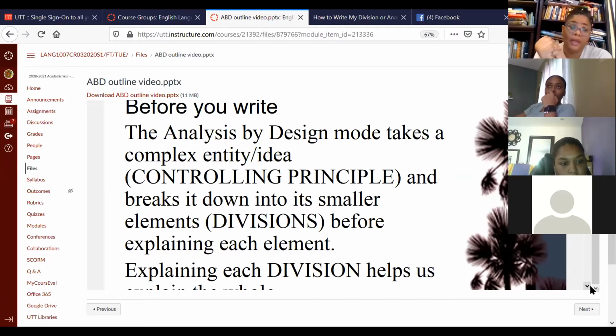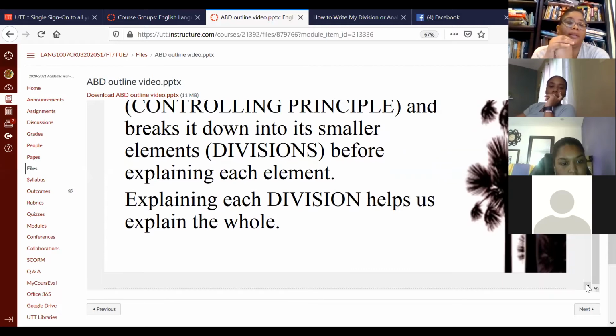So remember, when you pick your topic, you're looking for the controlling principle. So you're looking for something that works as a unit but has smaller parts to it. What makes it all work? What is the core function of that whole unit or whole thing? What is it meant to do, right? And then you want to look at the smaller elements, these little pieces that work together to make the large unit do what it's supposed to do. So you're looking for the controlling principle and you're looking for the division.